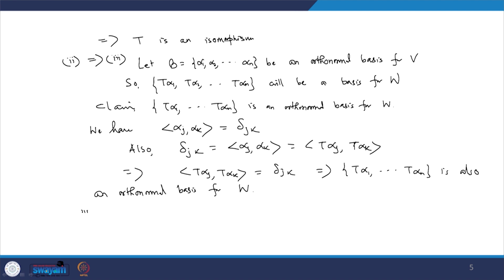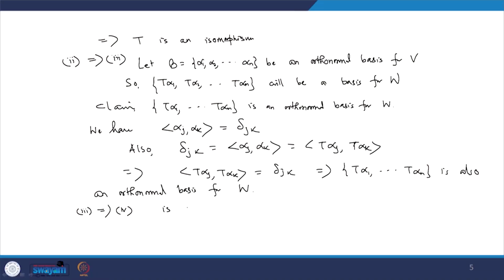Now, 3 implies 4 is very straightforward because 3 is a bigger hypothesis. It says that T carries each orthonormal basis to an orthonormal basis for W. So, certainly it will also include some orthonormal basis for V going to some orthonormal basis for W. So, it is clear from the statement.